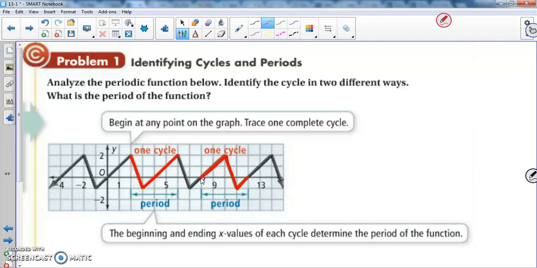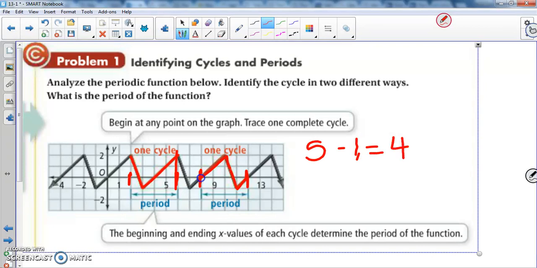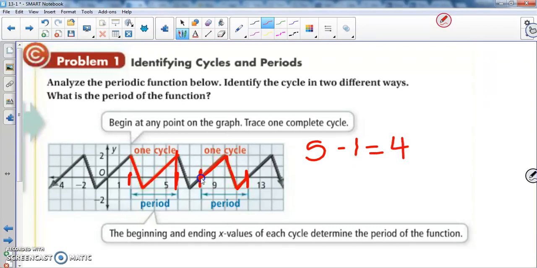The first cycle starts at 2 and ends at 6. Here we have our first cycle starting at 8, ending at 12, making the period 4 in both cycles. So to find the period, we do the ending part, 6 minus the beginning, 2, which is 4. Or we could have done 12 minus 8, which is 4. So our period is still 4.